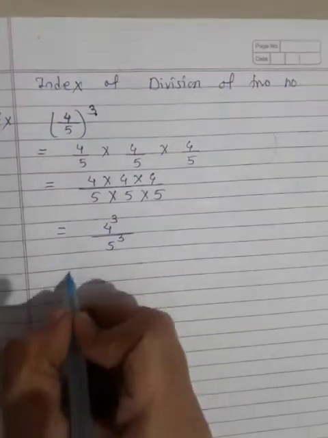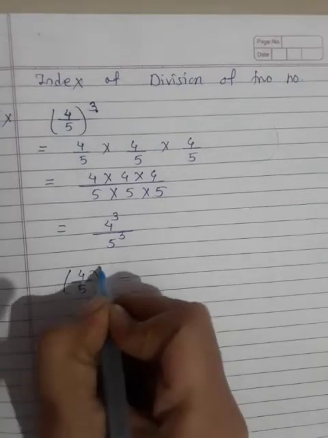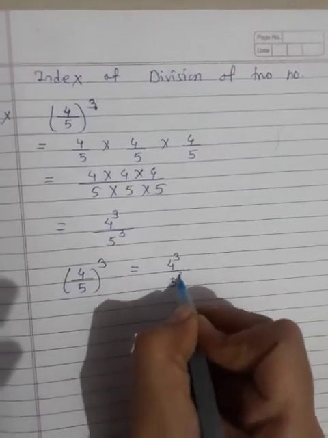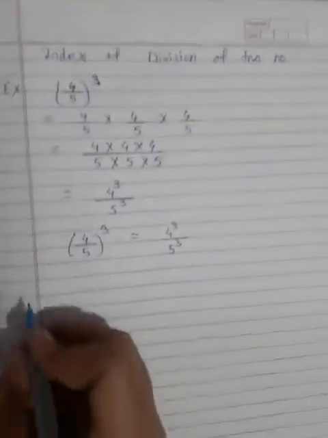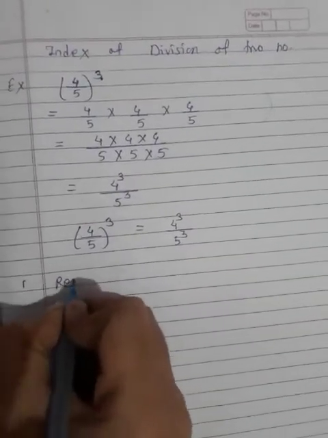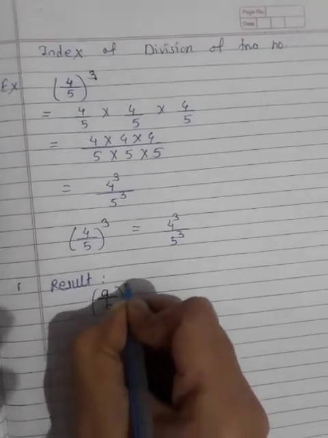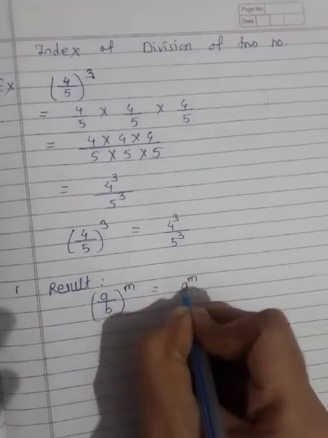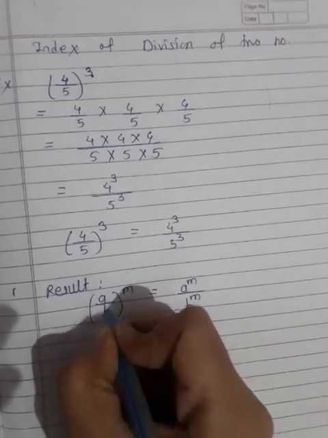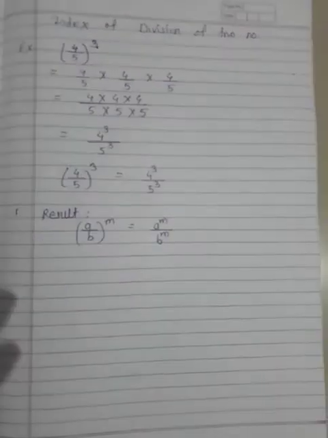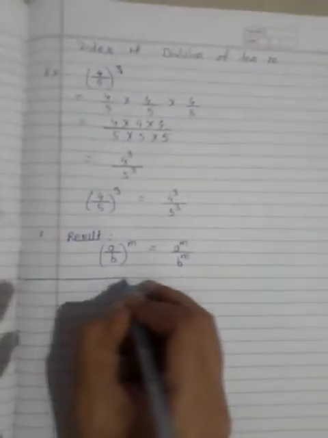5 multiplied by itself 3 times, write 5 raised to 3. So what have we got? (4/5) raised to 3 is nothing but 4 raised to 3 upon 5 raised to 3. So the power gets separated. Which result did we get here? (A/B) raised to m means A raised to m upon B raised to m. Whenever there is division, the power gets separated. So remember these two results. These results will be useful while solving the examples.